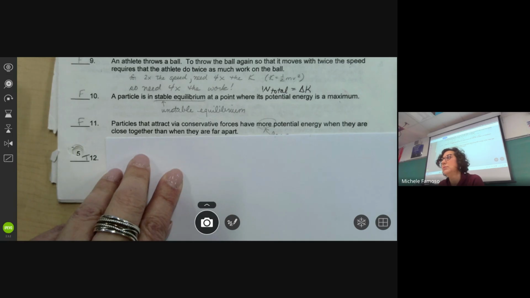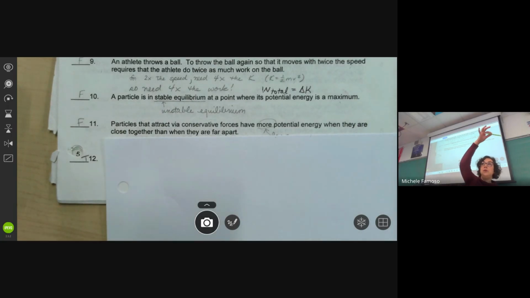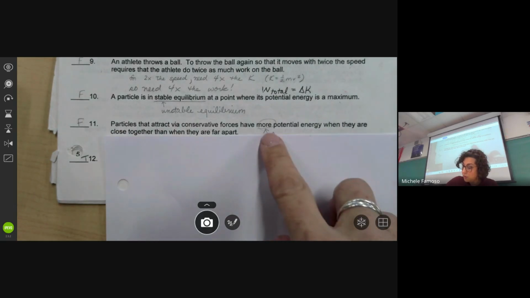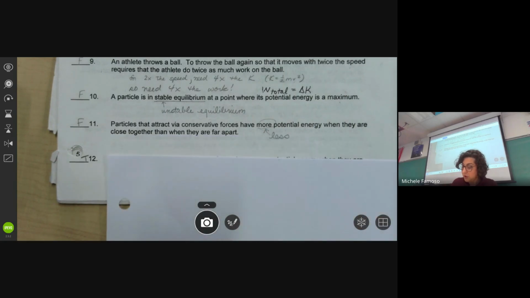Number 11, particles that attract via conservative forces have more potential energy when they're close together than when they're far apart. That's an incorrect statement. Think about gravity, Earth and my pencil. Where does it have more potential energy? When the pencil is close to the Earth or far away? When it's far away. So that's a false statement. It's actually less when they're far away. You have less potential energy when they're close together, or more when they're far apart.